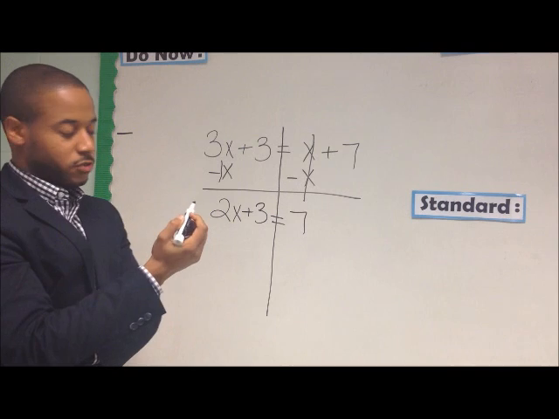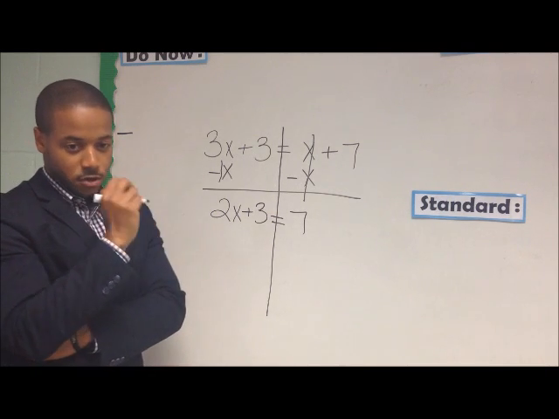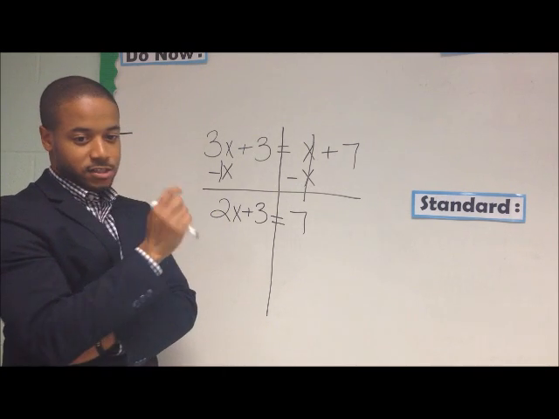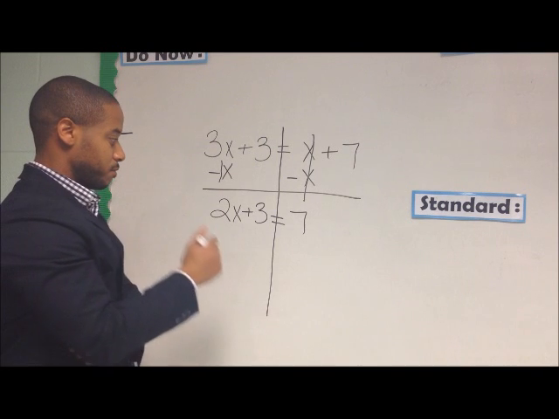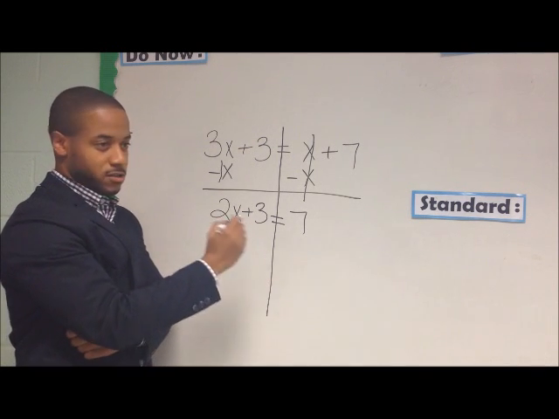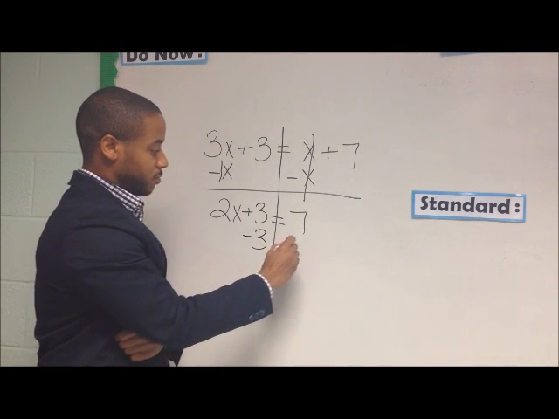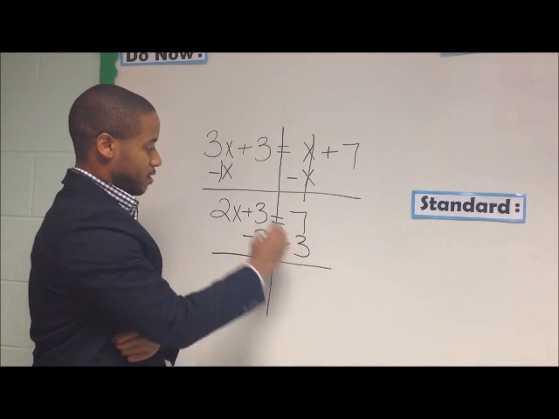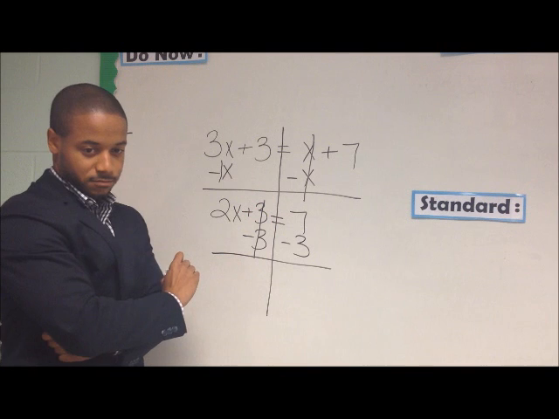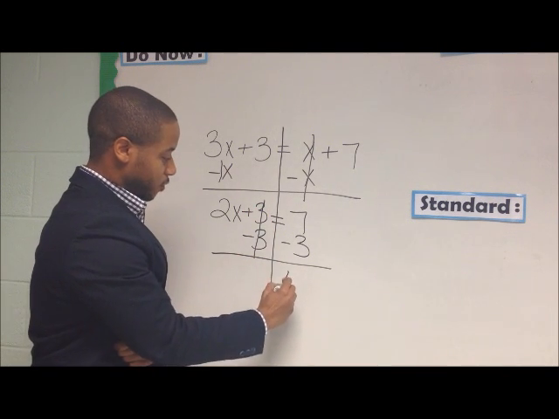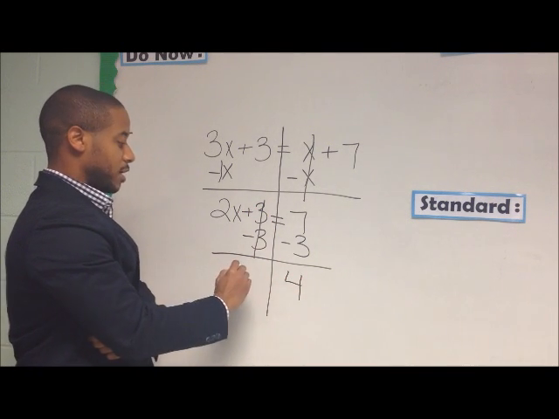From here, it's just a two-step equation. So remember, we do the inverse of addition or subtraction first. So that would be this 3 here. The inverse of positive 3 is negative 3. So we're going to subtract 3 from both sides. The 3's here cancel out, and then 7 minus 3 is 4. And we just bring our 2x down.